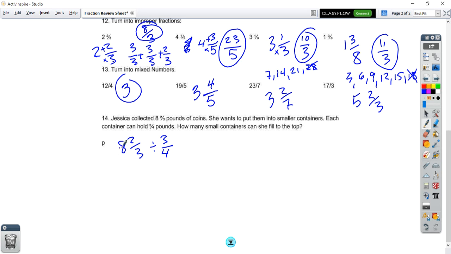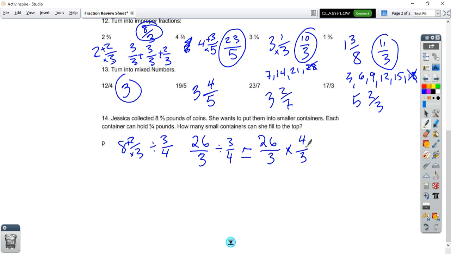In this case, I'm going to convert my mixed number into an improper fraction. So I'm going to take 3 times 8 plus 2. 3 times 8 is 24. 24 plus 2 is 26 out of 3, divided by 3/4. Since our denominators are not the same, I'm going to use the multiply by the reciprocal method. So that's 4/3 because we flip the fraction. If we change the sign, we flip the fraction with multiplication and division. 26/3, so 26 times 4.